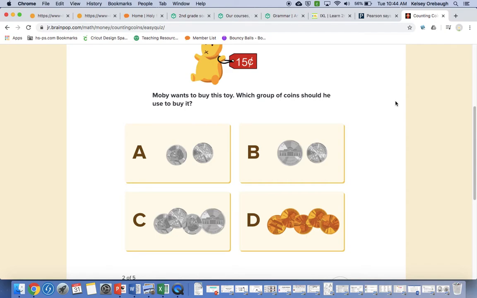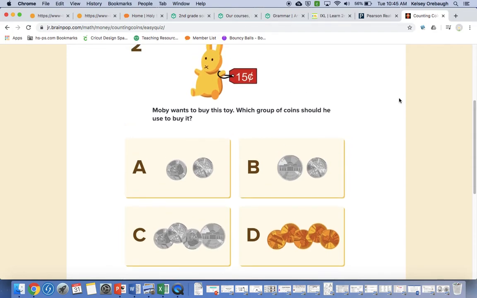Let's look at A. A shows 2 of the same coin. Those coins are dimes. How much is 1 dime worth? 10 cents. If we add 10 plus 10, we get 20 cents. 20 cents is too much money. We want the exact amount for 15 cents. Okay, so A is not correct.